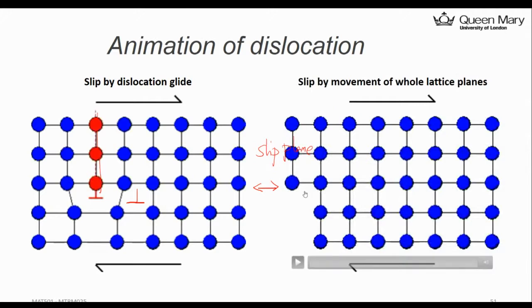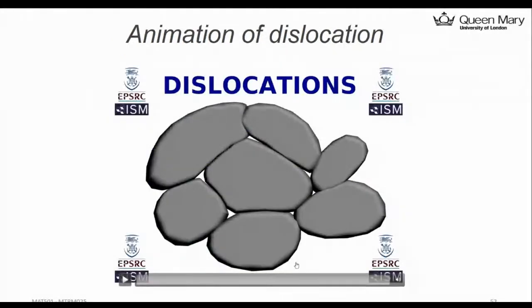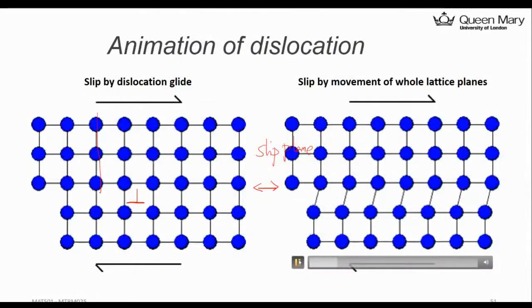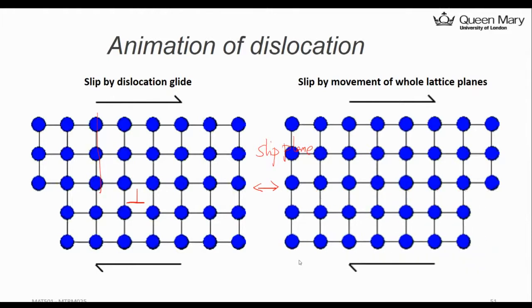And there's another video showing you slip by movement of the whole lattice plane. Sometimes you apply a very large stress, and you will end up having the whole bottom move at the same time, not just one by one. You can see it's more like a shear, a big sliding. So all the atoms at one time will move from the right to the left. Okay, so that's the animation of dislocation for this typical type.